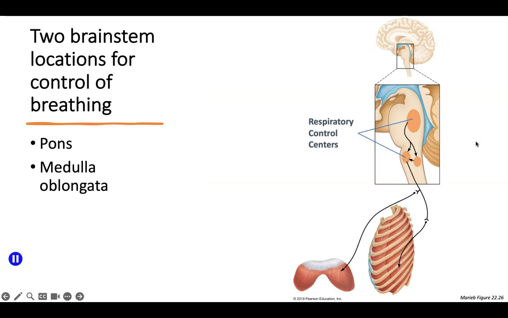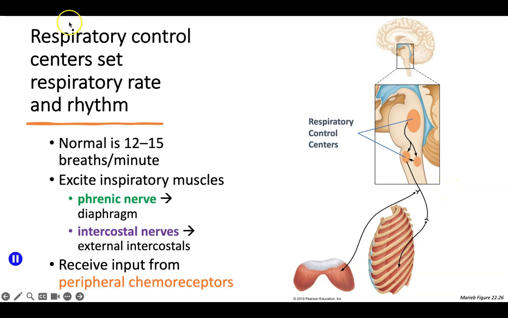There are two brainstem locations for the control of breathing. These are the respiratory control centers. You can see that one is found up here in the pons of the brainstem, and the other is found in the medulla oblongata, also in the brainstem. These are working together to help to regulate the rate and depth of breathing. The respiratory control centers shown here are going to set the rate and the rhythm of breathing. Normal is about 12 to 15 breaths per minute.